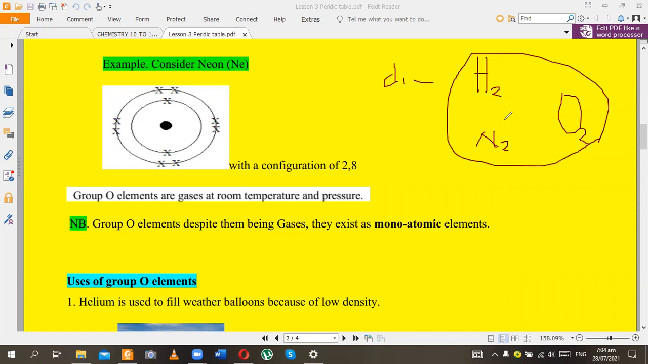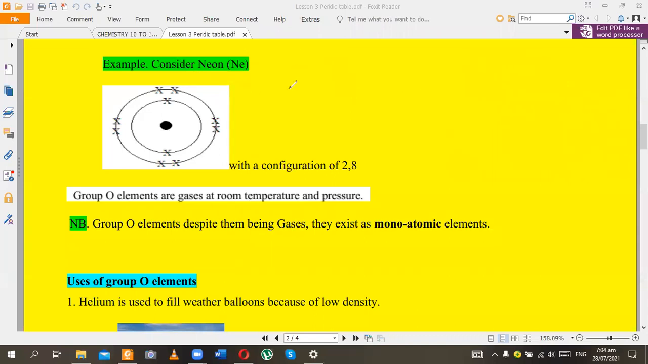They are gases, of course, they are gases, but these noble gases that we're talking about today, like Mr. Neon there, you don't put a 2. The moment you put a 2, it means you don't understand chemistry. You don't understand the meaning of monoatomic existence as well as diatomic existence. Okay, so that's what it means.